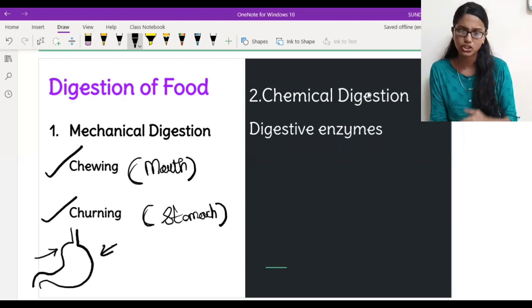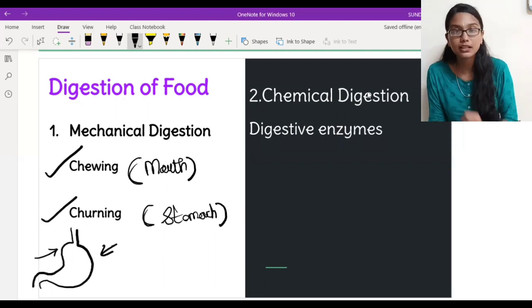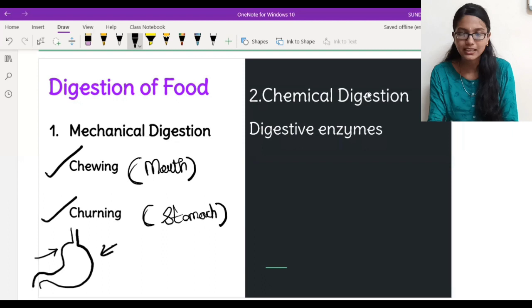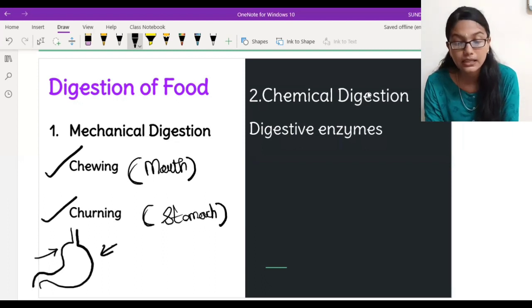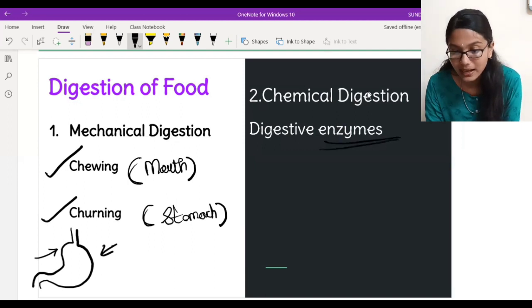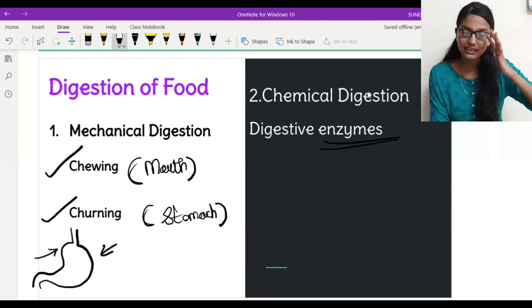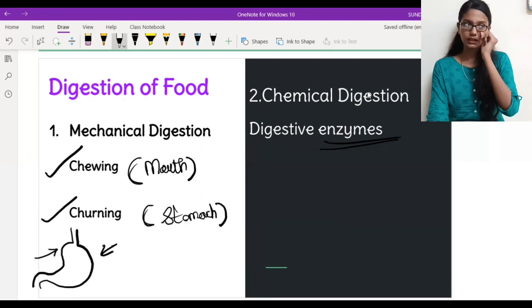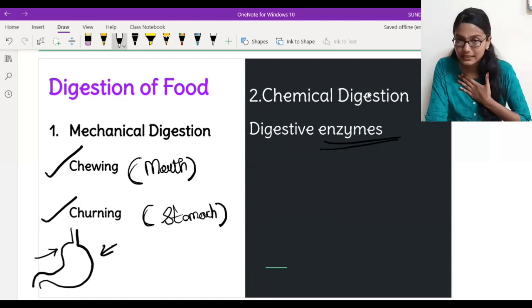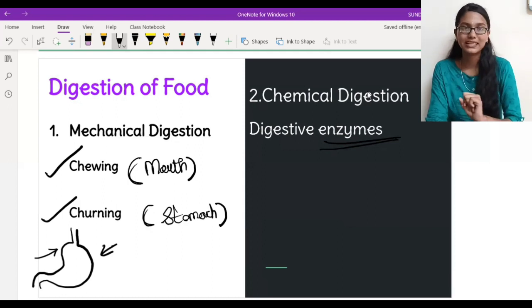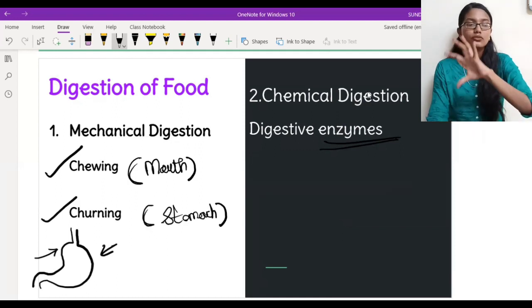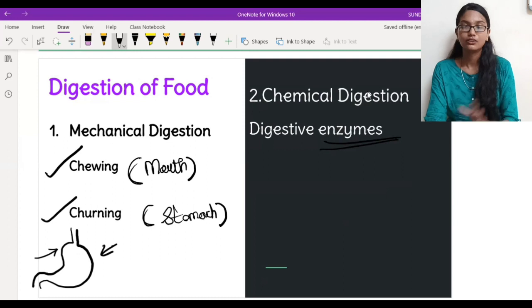Next, coming to chemical digestion. What do you mean by chemical digestion? Here, chemicals are involved. Whenever we discuss chemical digestion, digestive enzymes are involved. Enzymes are catalysts. These protein-made catalysts enhance the rate of reaction. The catalysts present in our body, which are made of protein, are called enzymes. For different reactions in our body, there is not only one kind of enzyme; there are different kinds of enzymes. Even in the digestion process, for different reactions, different enzymes are involved.